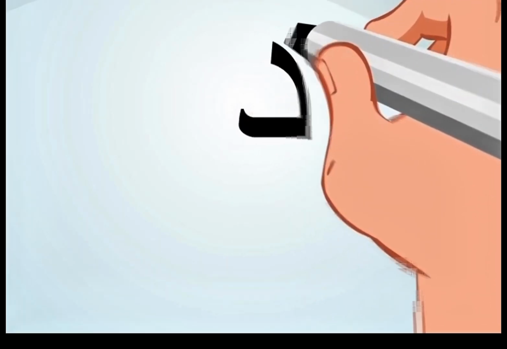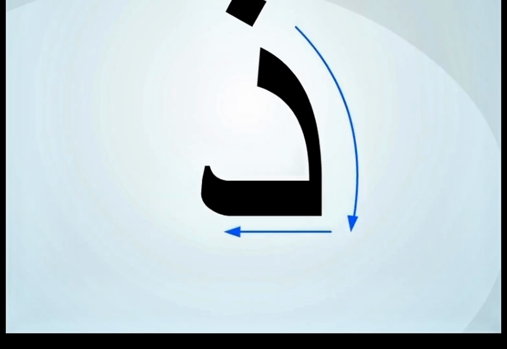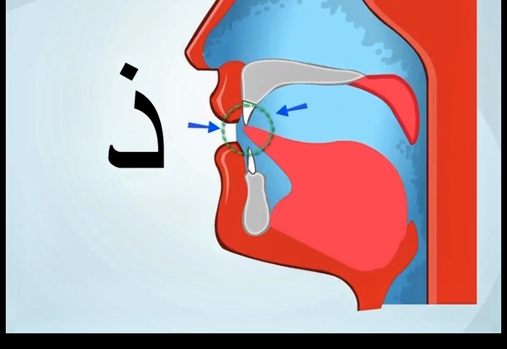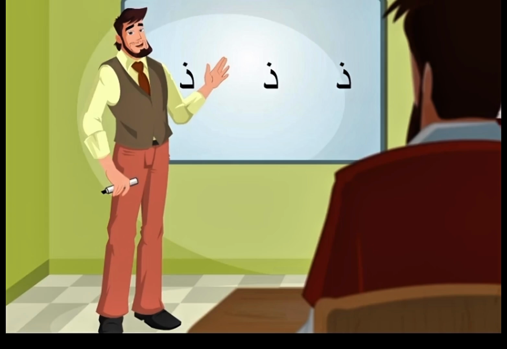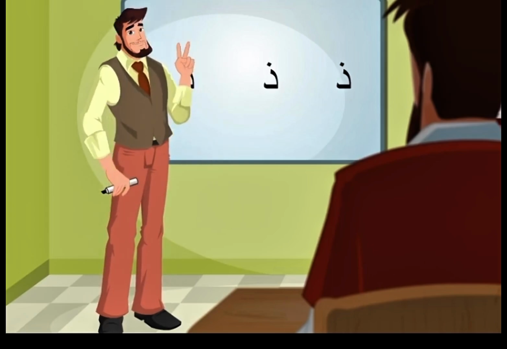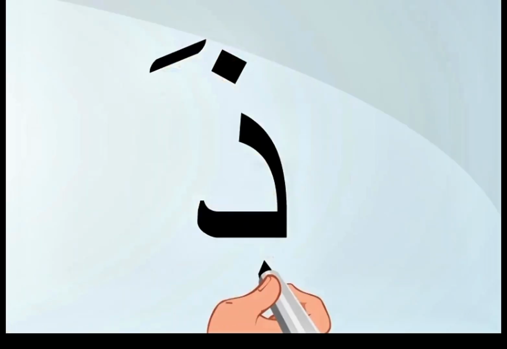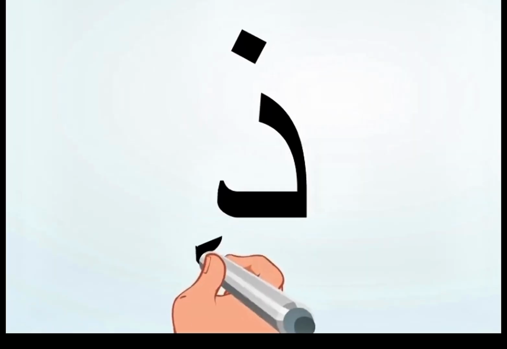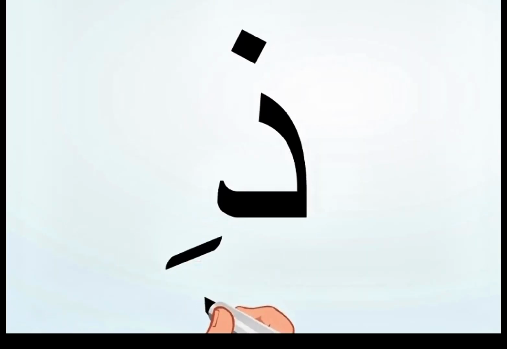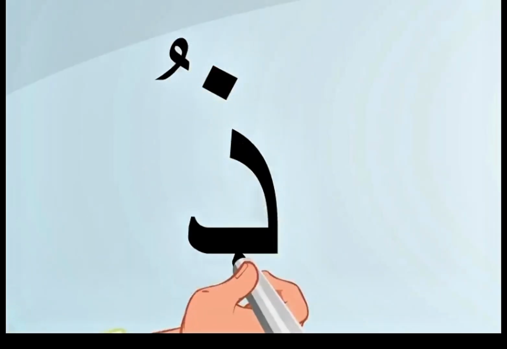ذال. This is how we write it. How to pronounce the letters with short vowels: فتح, كسر, and ضم. ذا, ذي, ذو.